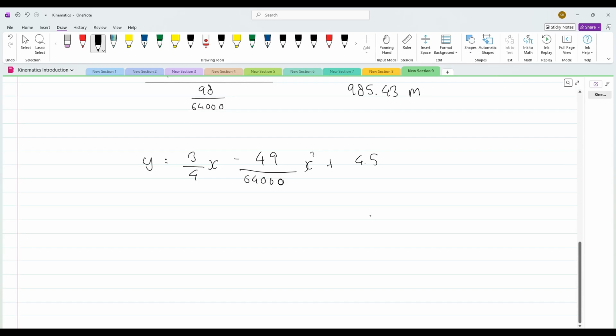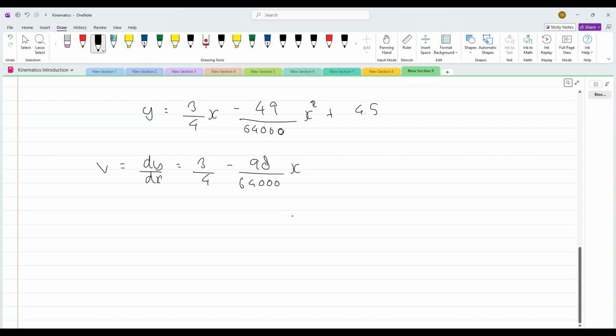It's very simple. It's just dy by dx, which also equals the velocity, so we can put v there, equals dy dx equals the 3/4 x term just becomes 3/4, and the x squared term becomes 98 over 64,000 x, and the plus 4.5 just vanishes. So this is our differentiated equation.